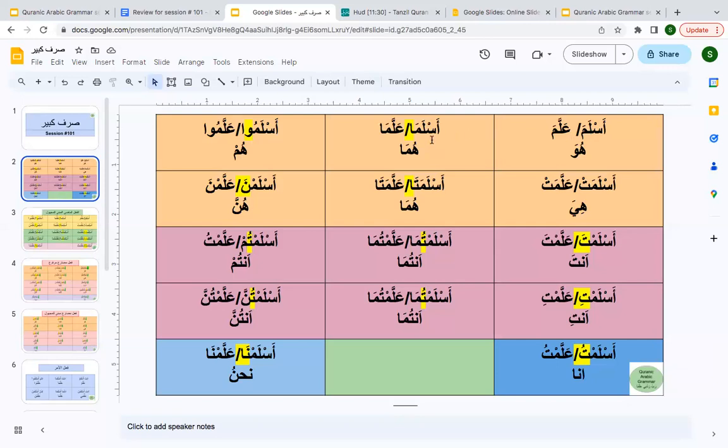Aslama, aslama, aslamu, aslamat, aslamata, aslamna, aslamta, aslamtuma, aslamtum, aslamti, aslamtunna, aslamtu, aslamna. Can you see how many words you got from that one Failul Madi?